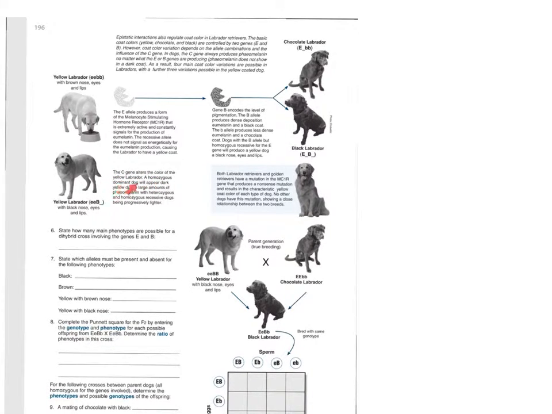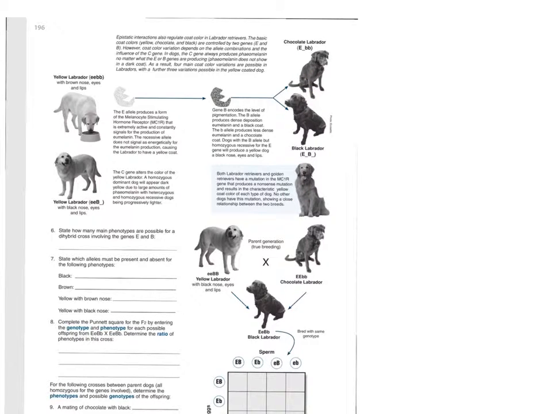The homozygous dominant dog will appear dark yellow due to the large amounts of, I can't pronounce that, but phenomelanin, and heterozygous and homozygous recessive dogs being progressively lighter. So now there's even a third shade with a third gene. Before, remember we talked about 2 genes with the mouse. Now we're looking at 3 genes, E, B, and C. And they all impact it. So that's why we get 3 different colors.